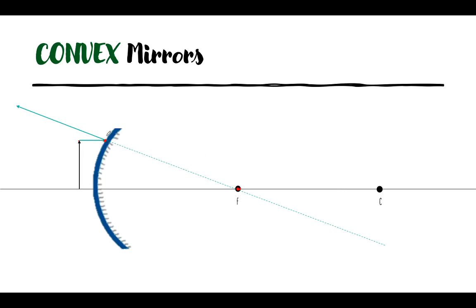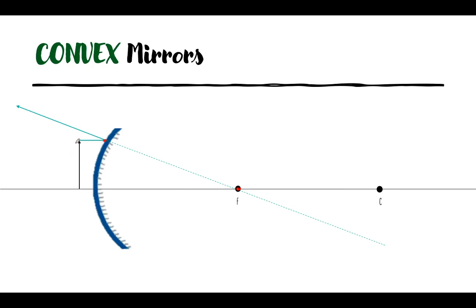So that's my first set of lines. Just to recap, I started at the top of my object, I came towards the mirror. The point where I met the mirror, I lined up with my focal point and then drew a line that way.